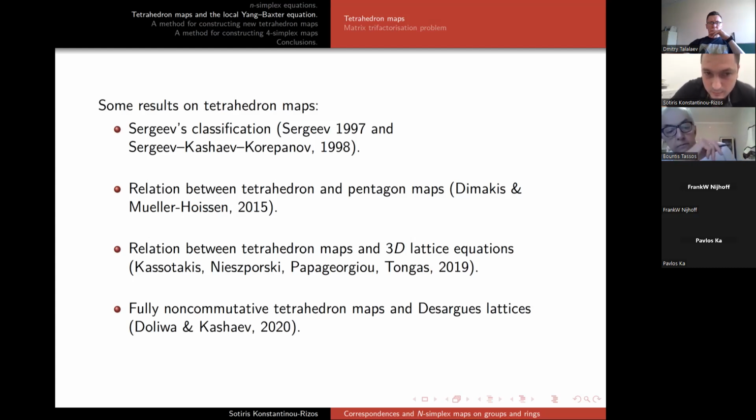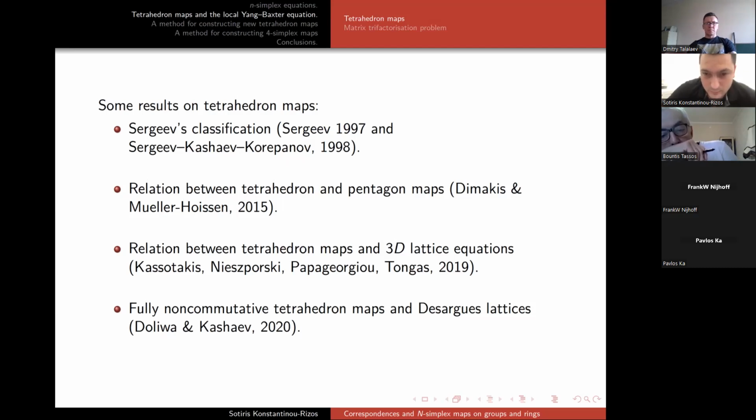A very important result is the relation between tetrahedron and pentagon maps, and in general N-simplex maps and N-gon maps, which is a work by Dimakis and Müller-Hoissen, and has very deep geometrical meanings. Moreover, the work by Kostakis, Papageorgiou, Tongas and others in 2019 on how you can derive tetrahedral maps from 3D lattice equations using symmetries, and vice versa.